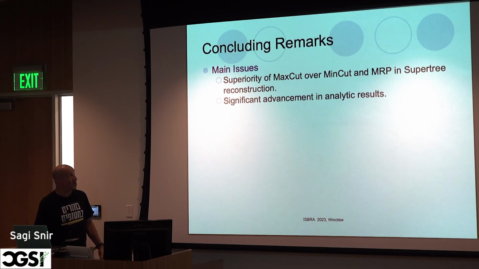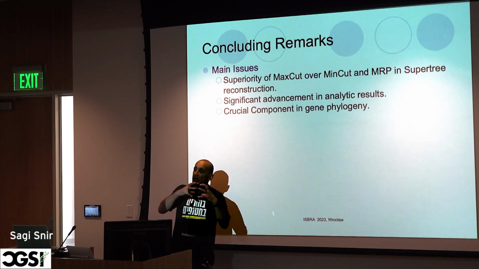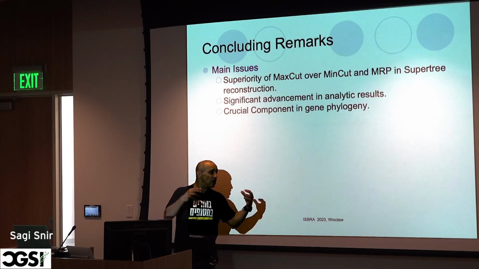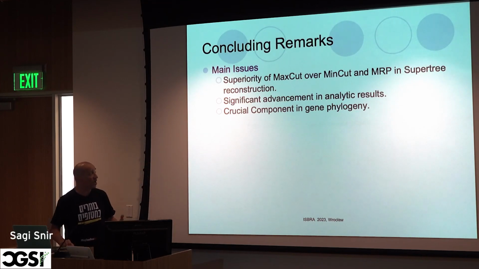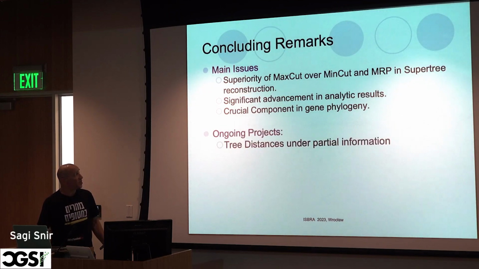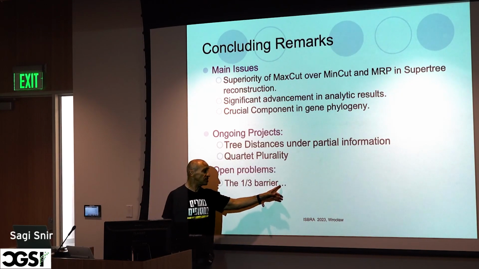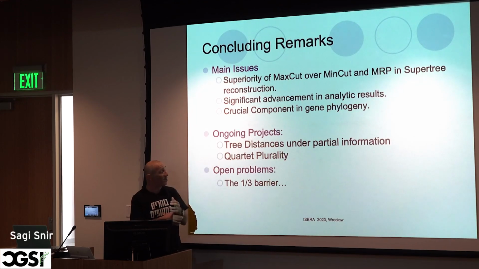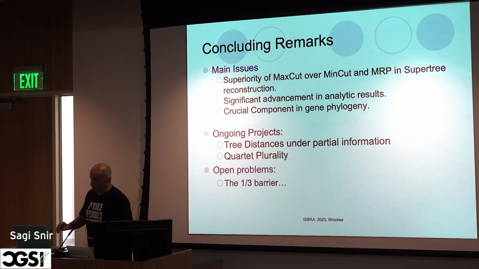Analytical results, significant advances. Crucial component in gene phylogeny. So we want to combine trees. Gene transfer is everywhere, and we want to combine it into some information. And let me just, so three distances, quartet plurality, and an open problem that just recently this year there was some breakthrough, and we are excited about this breakthrough. I will not go into details.